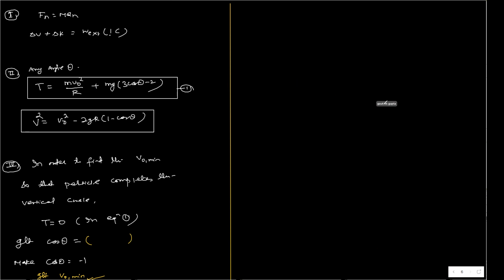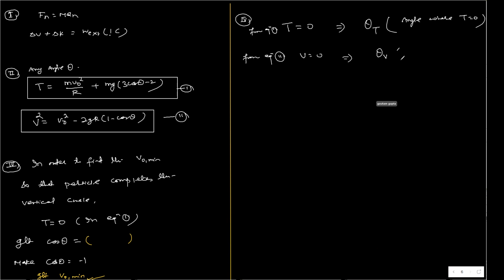Now after that, the fourth point is: if you put T equal to 0, you will get the angle where tension becomes 0. What is theta t? Theta t is the angle where T is equal to 0. So from equation 1, you will get this. From equation 2, you put v equal to 0, and you get theta v. Theta v is the angle where v becomes 0.